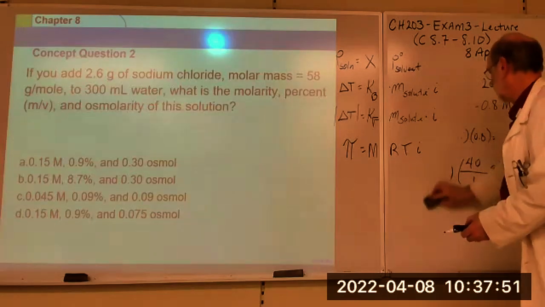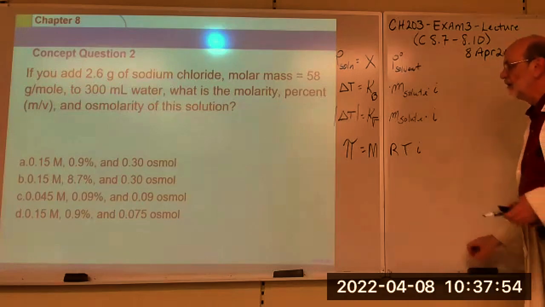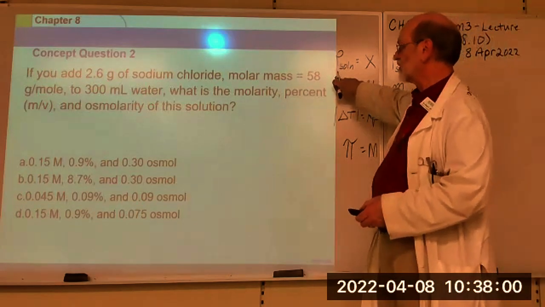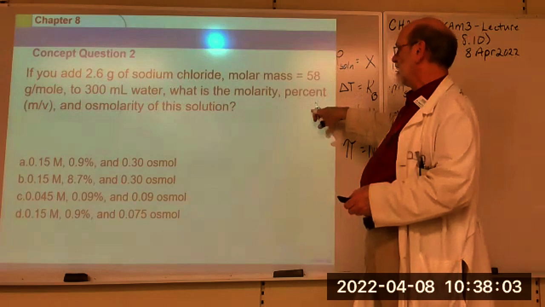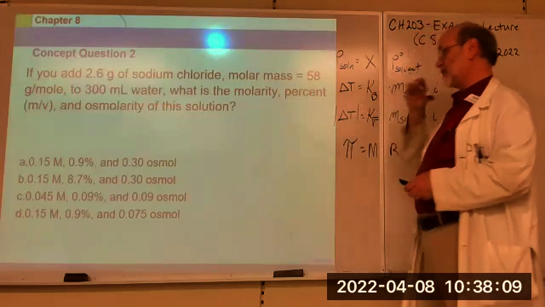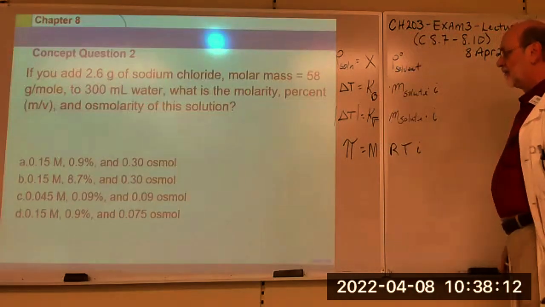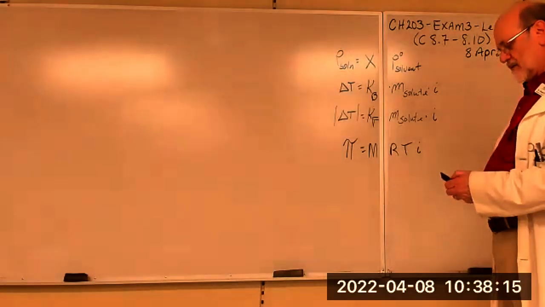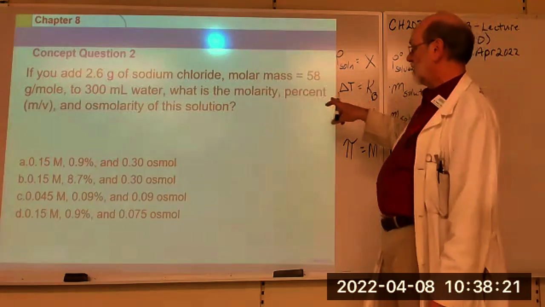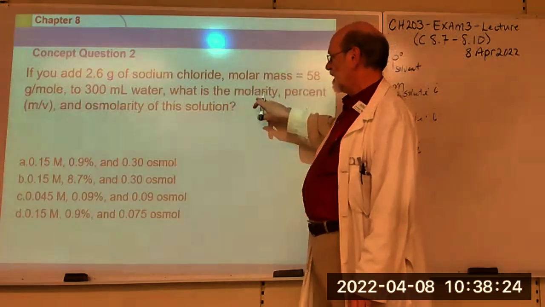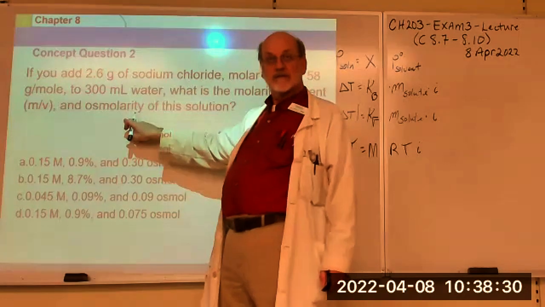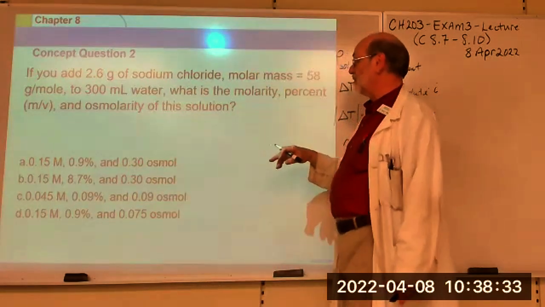How about this one? If you add 2.6 grams of sodium chloride with this molar mass to 300 milliliters of water, what's the molarity? Percent mass volume and molar osmolarity. So you can calculate it three different ways. Oops. I didn't animate this one. Okay. So I would do molarity, and then sodium chloride would have a factor of 2 multiplied by it to give you osmolarity.